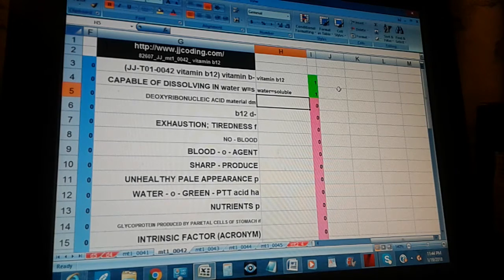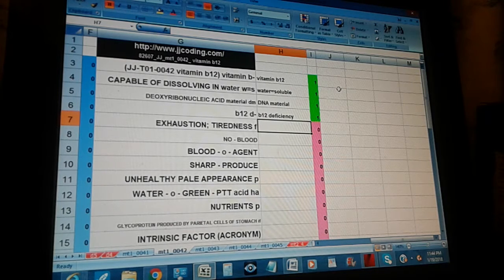Deoxyribonucleic acid material, that's a two-word phrase, D and M. And material is in lowercase, so you know you have to use that word. So what is it? DNA material, good. B12D. What are we studying here? B12 deficiency. Deficiency means the lack of B12, right? That's what the doctor wants to know. If your body is lacking in B12, that's why he sends you to the lab. And that's what we have to code.